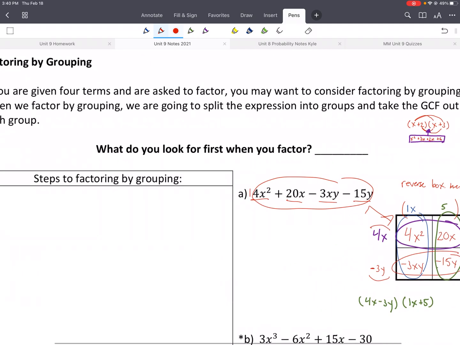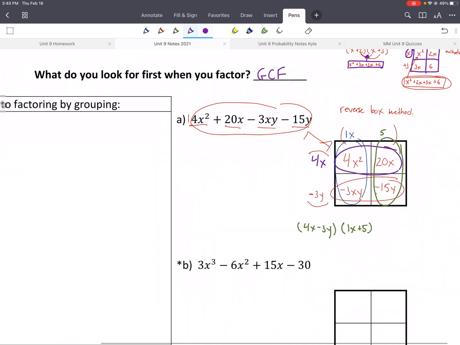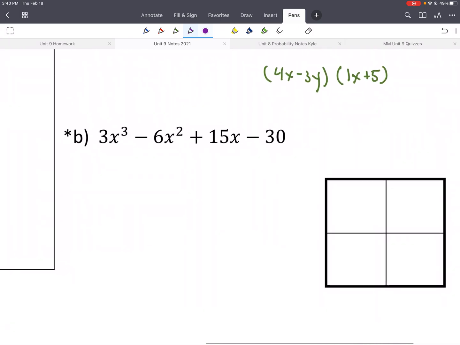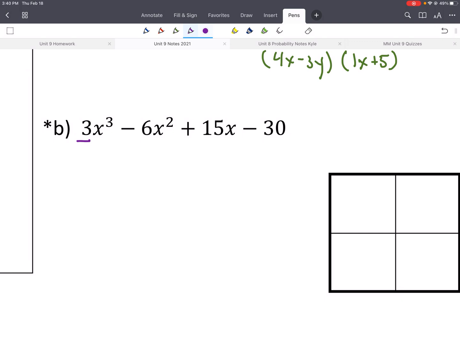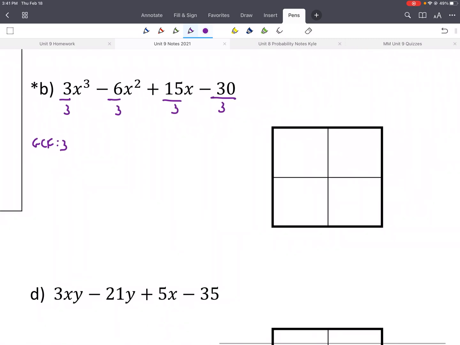Over here it says, what should you look for first when you factor? And you should always check for the greatest common factor. It's going to make a difference for either of the ways I'm going to teach you how to do it. I put a little star on B because this has a greatest common factor. What could we divide all of these by? We could divide all of them by 3. So the greatest common factor here is 3. And when we're all done, we should have that 3 at the end. So we should have some sort of 3 and then 2 parentheses.